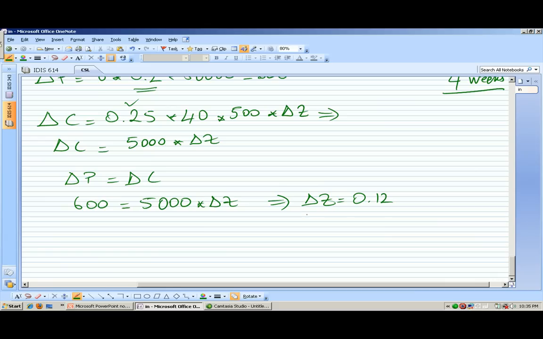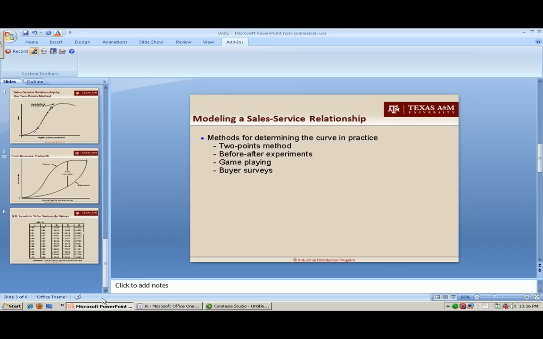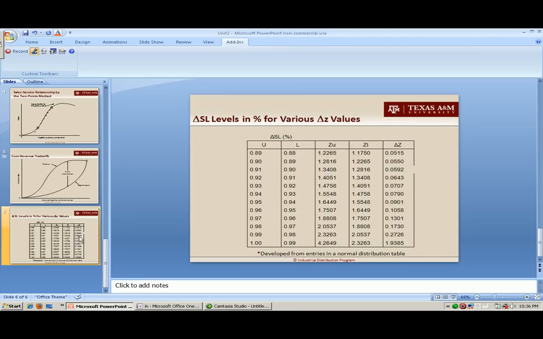Okay, now the good thing about this one is once you have this 0.12, you can go and check some tables. I have a table here. I'm just gonna look at the table first, but I'll also show you how to find this number. Okay, so what I need to do is I need to look at the 0.12 in a delta Z table. Okay, and since I assume that everything is normally distributed, this delta Z comes from the normal distribution table. So I'm looking at the numbers.